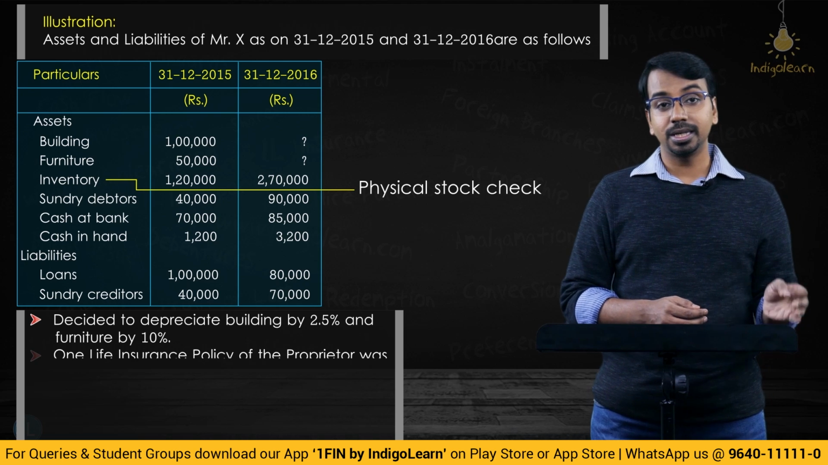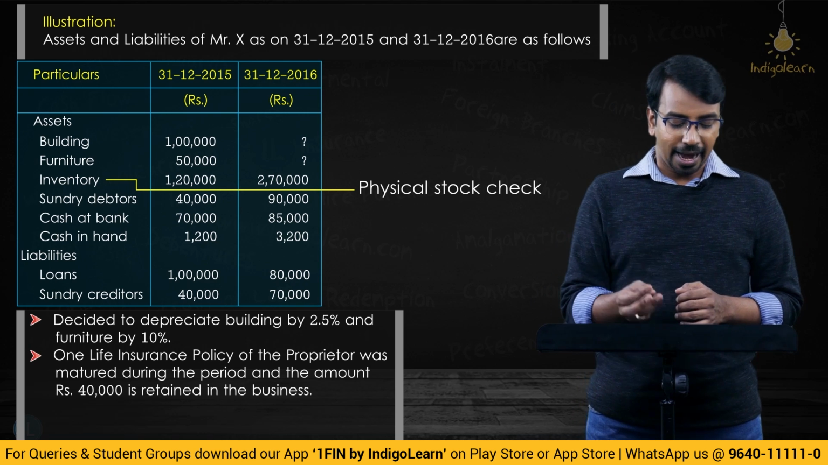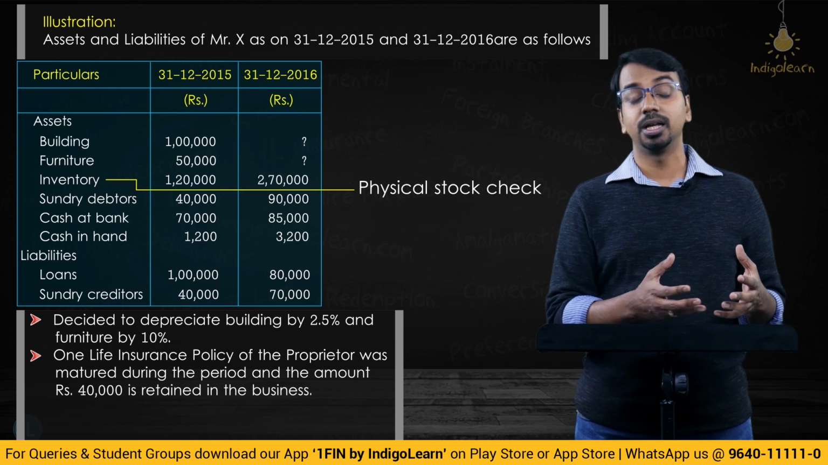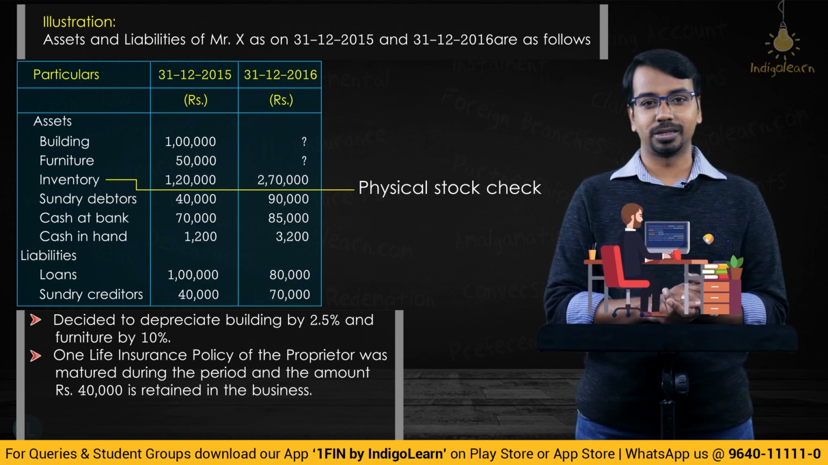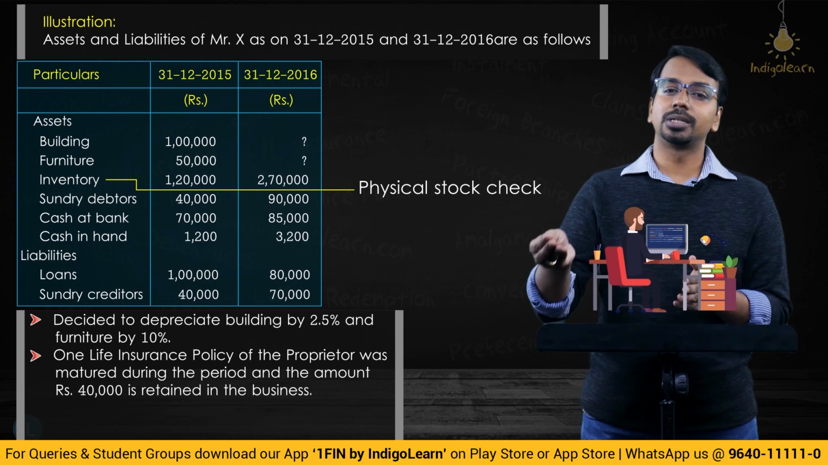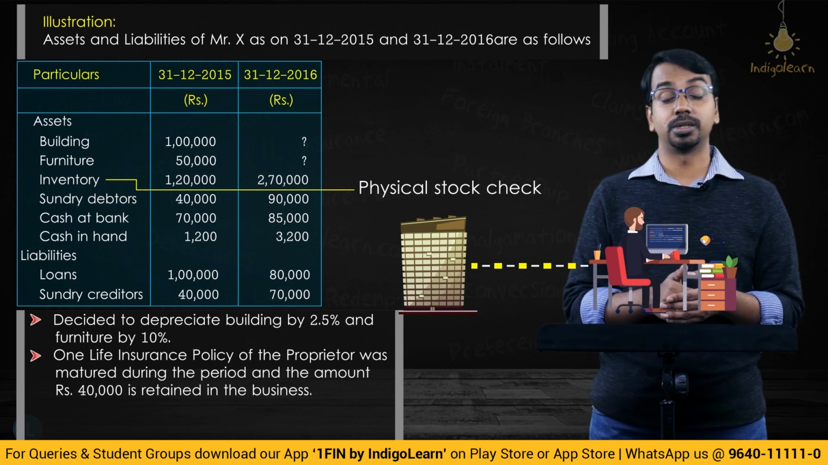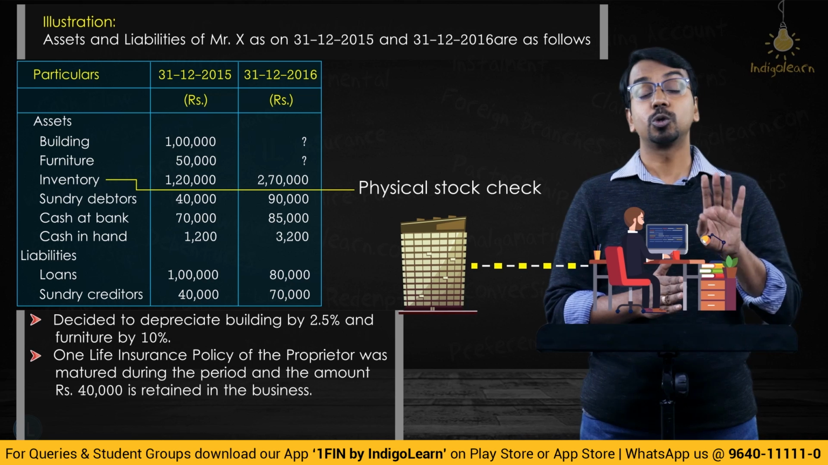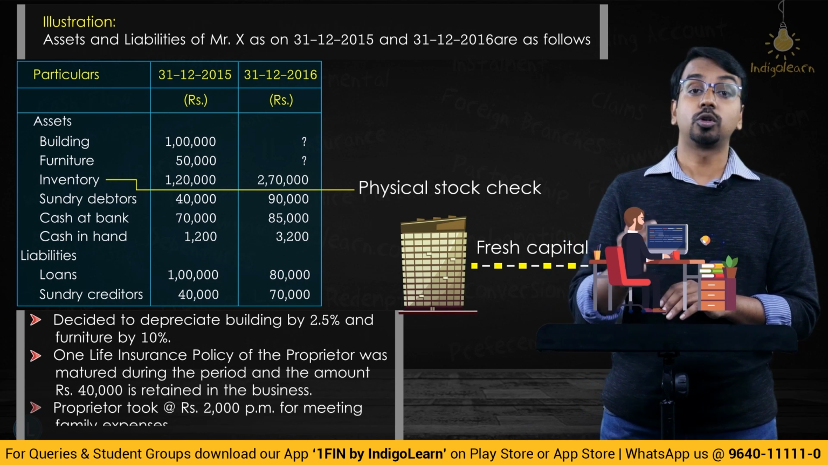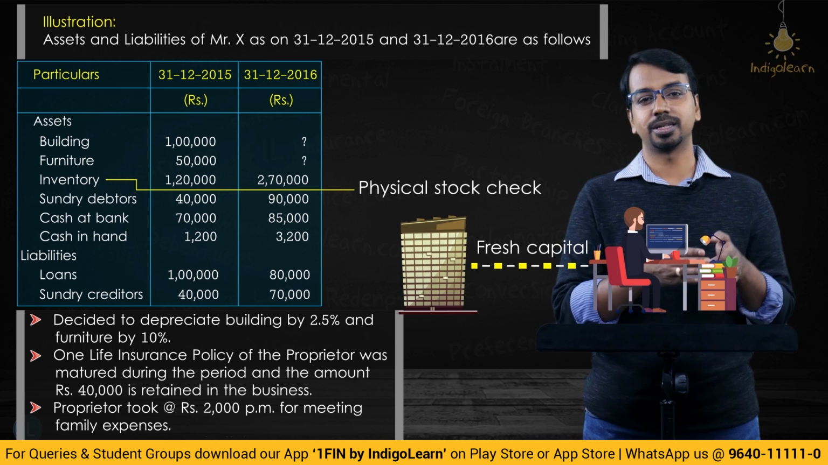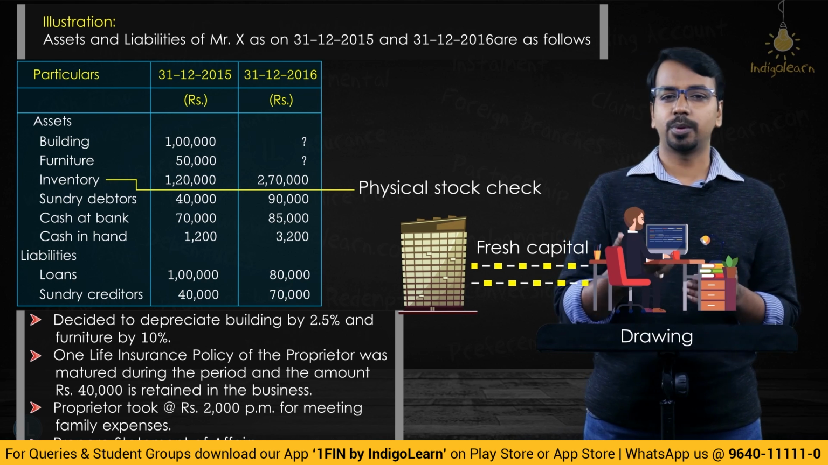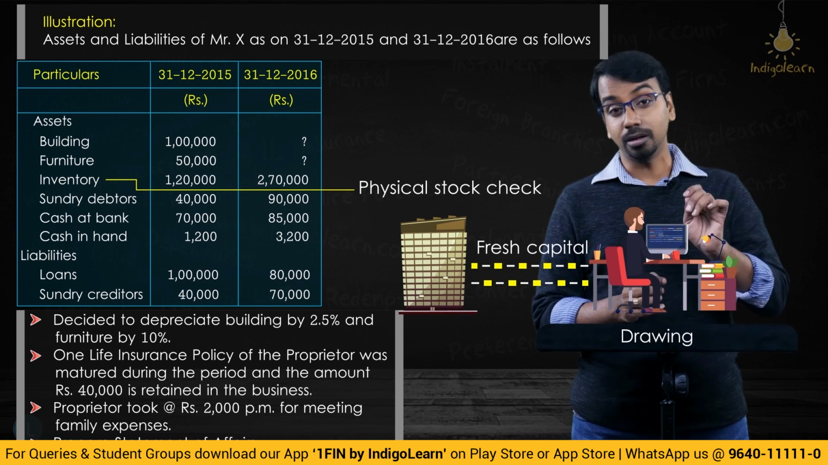Then it says policy of the proprietor was matured during the period and the amount of rupees 40,000 is retained in the business. Now what does this mean? The proprietor had a personal insurance policy which got matured, and that maturity proceeds were 40,000. It was received in the business account or maybe the bank account of the business, and it was kept in the business. So this is as good as a fresh capital introduction. Then the proprietor took 2,000 per month for meeting family expenses. This is nothing but the drawings, right? And the question says prepare statement of affairs, and after we prepare the statement of affairs, we will also figure out what is the profit.